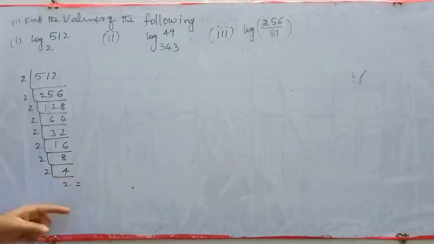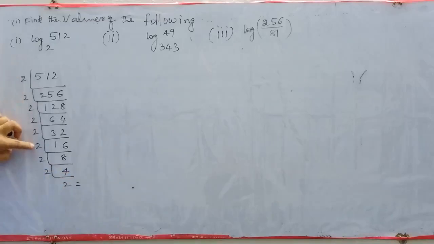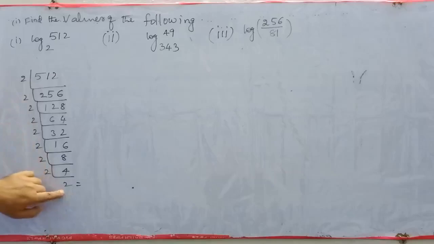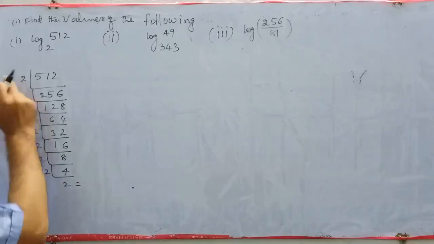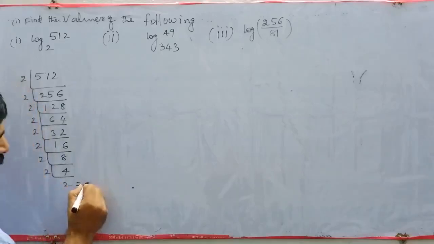2 into 2 into 2 into 2 into 2 into 2 into 2 into 2 into 2. That means how many 2s are there here? 1, 2, 3, 4, 5, 6, 7, 8, 9. So this can be written as 2 to the power of 9.